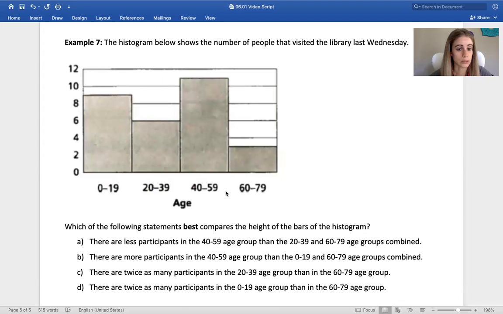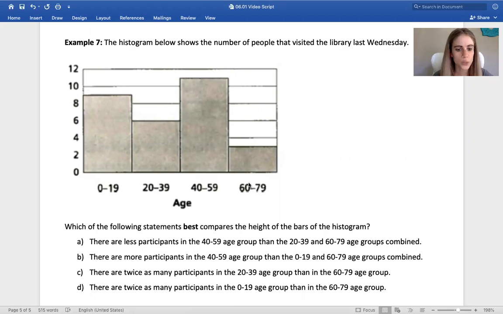All right, so it looks like we have our different age groups. So we have our different intervals. And I notice my bars are touching. So that kind of helps cue me in. This is a histogram because we have intervals of information. So we're still dealing with frequency, but we have an interval of information, which is one thing that would cause me to use a histogram instead of a dot plot.